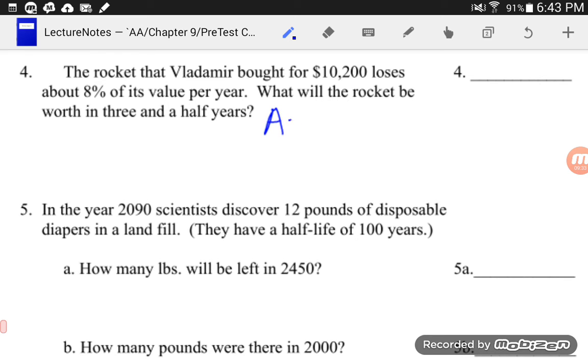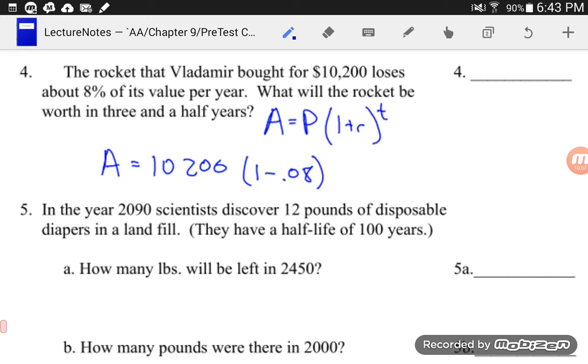Well, I'm going to use that function that A equals the principal, so the amount equals the principal, times 1 plus the rate to the t power. So A, what I'm trying to solve for, equals 10,200 times 1. Now in this case we're losing 8% of our value, so instead of plus 8%, it's actually minus 8%, so minus 0.08 to the 3.5 power. Now I don't know that off the top of my head, so I'm going to have to punch that in my calculator.